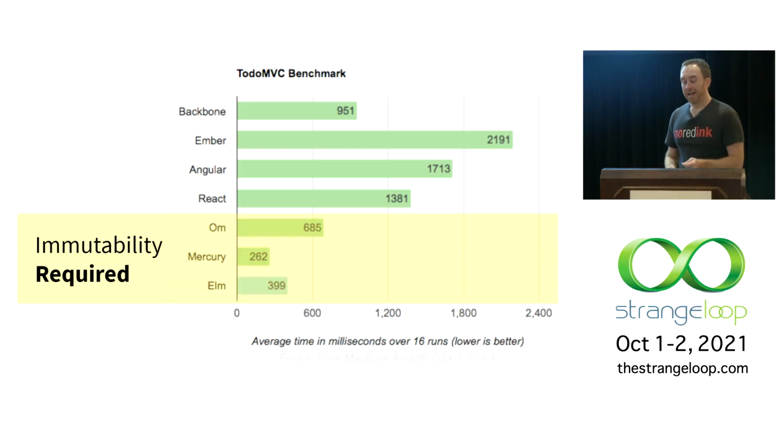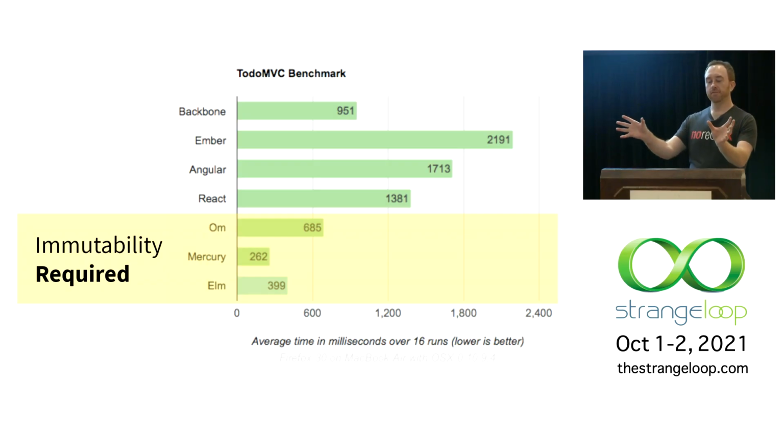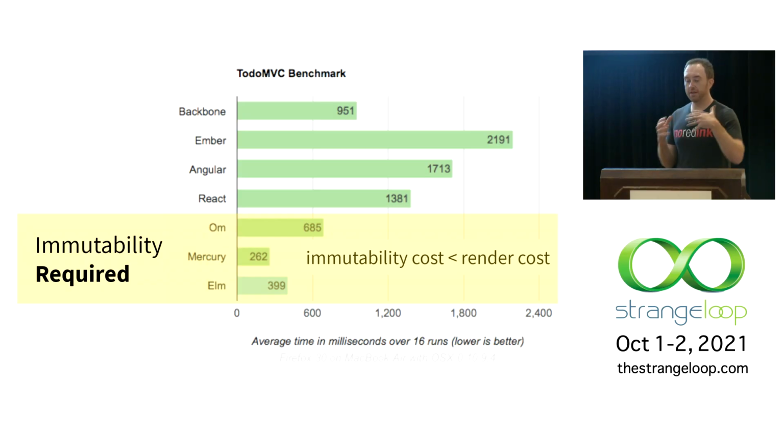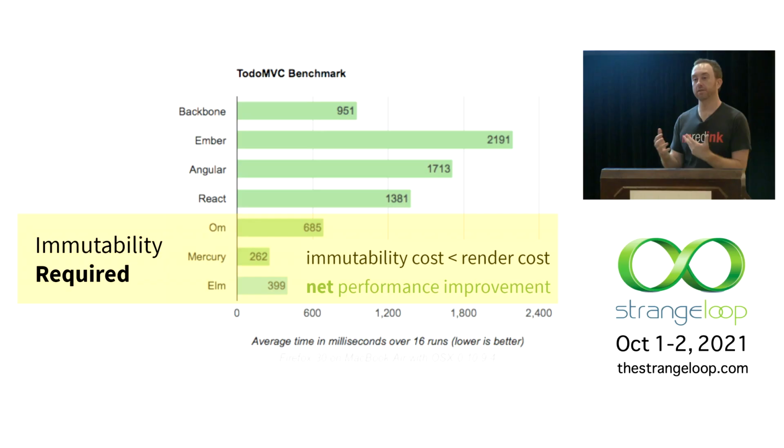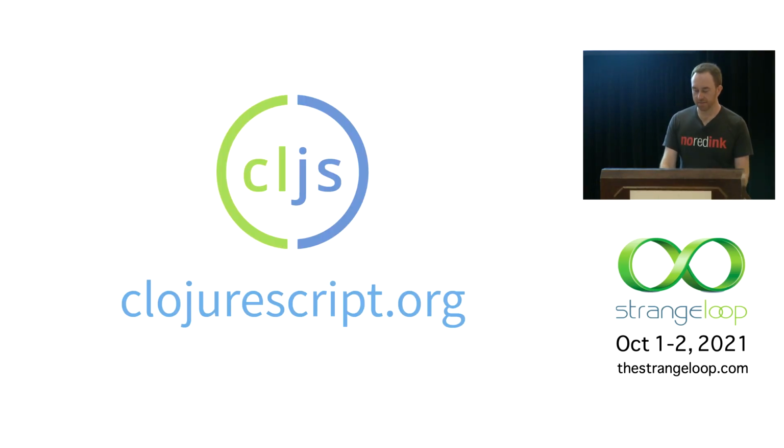All the ones at the bottom actually require immutability for rendering, and they're able to be much faster than the alternatives in large part because this enables a very quick comparison check between the old and the new state. And it's only able to do that because you're actually making a new one. If you were doing in-place mutation, in-place direct updates, this optimization would not work, and these things would be a lot slower in practice than they actually are. So basically, when the cost of immutability is less than the cost of rendering, it can actually end up working out to be a net performance improvement, which is exactly how these libraries and languages are able to win at this benchmark.